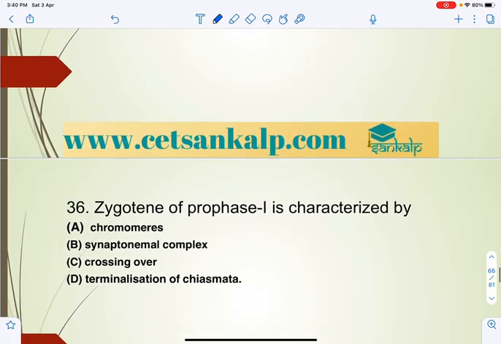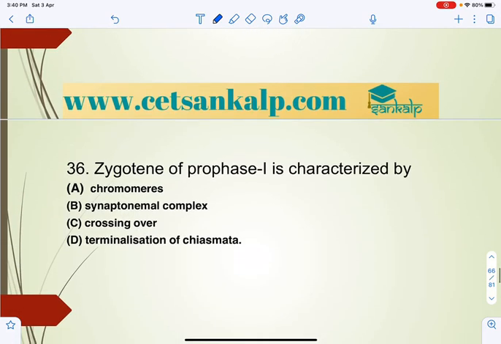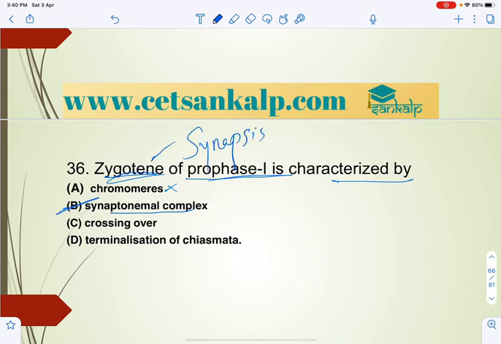Terminalization of chiasmata occurs. So let us take the 36th question. Zygotene of prophase 1 is characterized by, as we just discussed, chromomeres, that is the end of the chromosome, wrong. In zygotene we have the synaptonemal complex. In zygotene, pairing takes place. The process of pairing is called synapsis, with the help of the synaptonemal complex. Crossing over takes place in pachytene. Terminalization of chiasmata takes place in diakinesis.